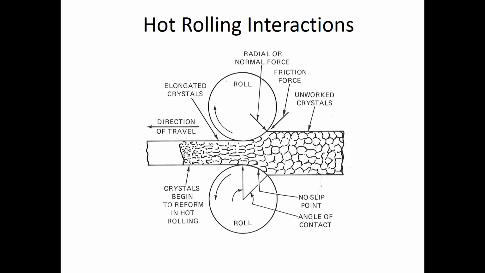Well, this is what happens in the hot rolling interactions. You have unworked crystals, which are very large, very easily formed when it was cast. The rolls, and usually it's a 4-high reversing mill that is used for the hot rolling, break things down, and the crystals reform. But you're doing multiple passes, so you end up with multiple recrystallizations as you get thinner. So you end up with about 3/8 inch thick.